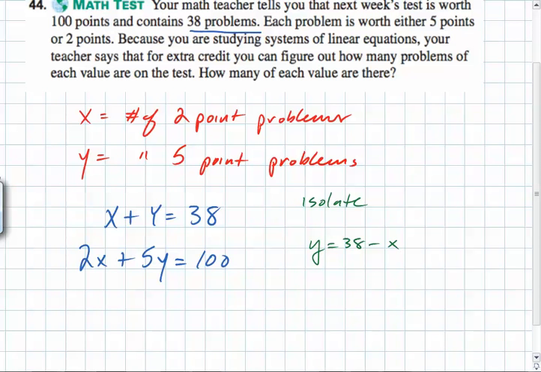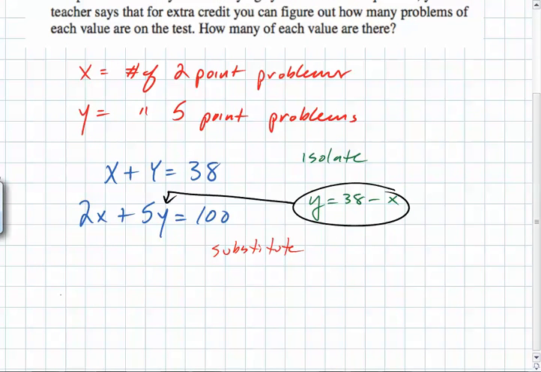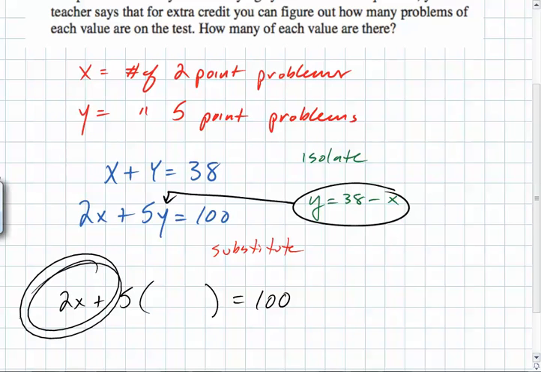Where do you plug this in now? You plug it in for y. So now the second word is substitute. So what do you end up with? The way you can write it is 2x plus 5 blank for y equals 100. On yesterday's quiz, a lot of people forgot about the other thing that was tacked on when they did it. So what should we write there? What goes in there? 38 minus x.